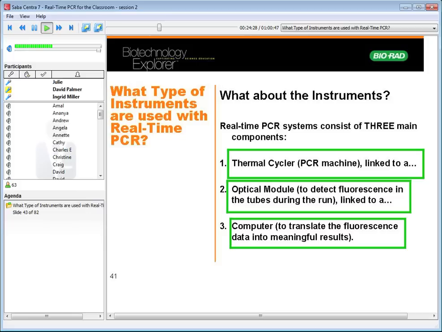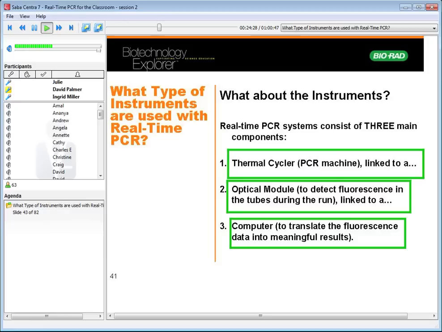So on this graph here, we've got temperature on the x-axis and the amount of fluorescence on the y-axis. As we increase the amount of temperature in the reaction, the DNA will denature, the SYBR Green will fall off, and we get a decrease in fluorescence.